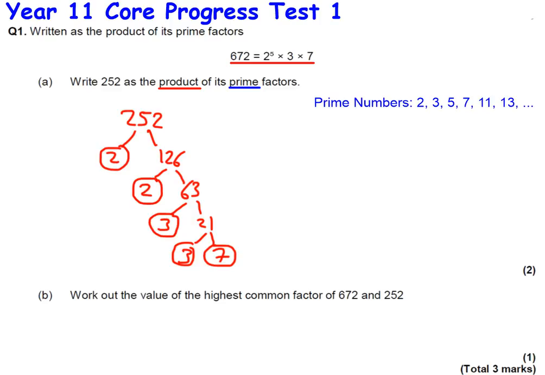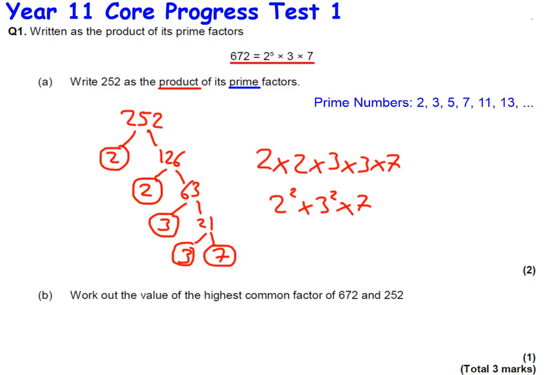Now the question has asked us to write the number 252 as a product of its prime factors. So the next stage we need to do is multiply these all together. So 2 multiplied by 2, multiplied by 3, multiplied by 3, multiplied by 7. Now you can stop there as you've answered the question, but you may want to neaten this up. So 2 times 2 is the same as 2 squared, and 3 times 3 is the same as 3 squared. So you could also write it as 2 squared times 3 squared times 7. Both of these will multiply to make 252.